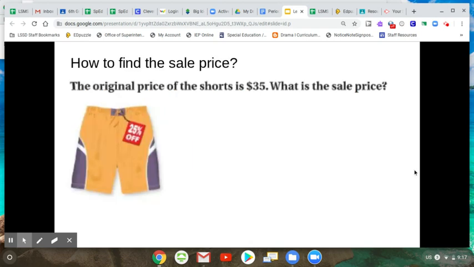So our first problem is going to show us how to find the sale price of an item. So if you have a pair of shorts here that are originally $35 and they are marked 25% off, and you want to find out how much you're really going to be paying at the store, this is a process you would use. The first thing you would do is use the percent equation to find the amount of discount. How much money is going to be taken off of that original price?